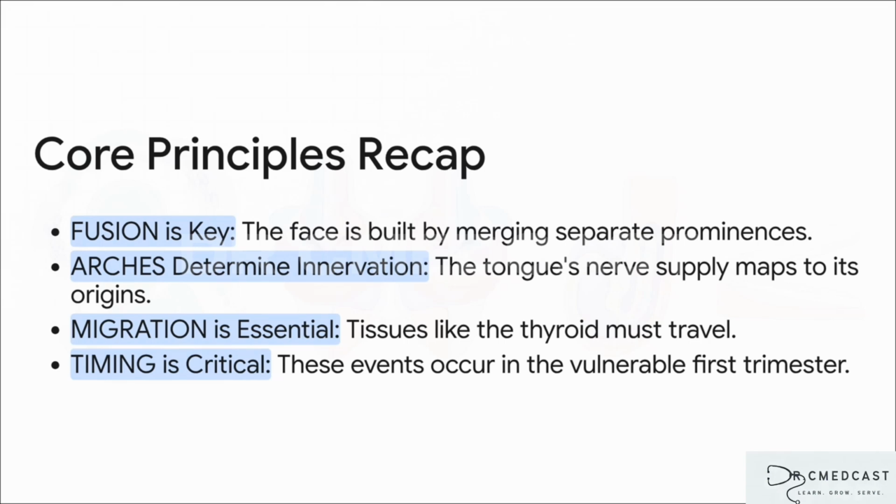Third, migration is essential. Structures like the thyroid have to travel to get to their final destination. And finally, timing is everything. These events all happen in that vulnerable first trimester. If you can master these 4 principles, you can reason your way through any question on this topic.